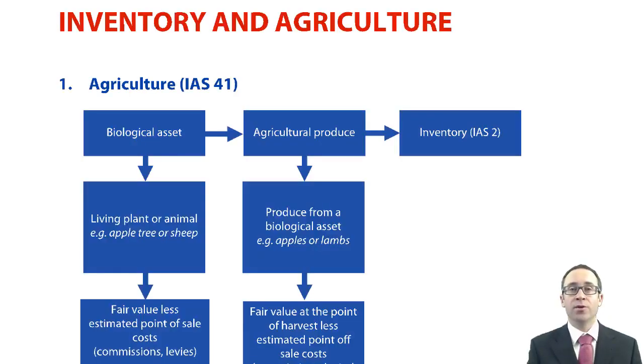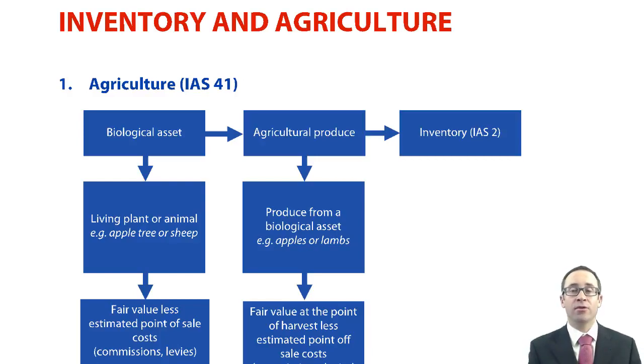The following chapter goes through and recaps two accounting standards that you will have seen previously in your F7 exam. And they are, first of all, inventory, which is covered by IAS 2, and then agriculture, which is covered by IAS 41.